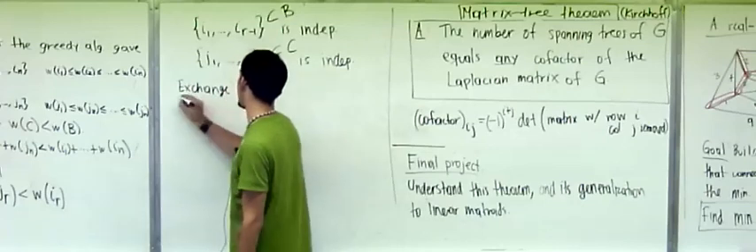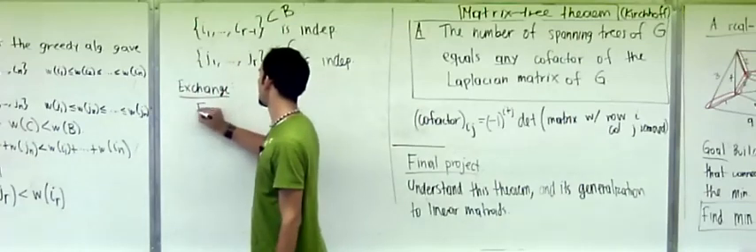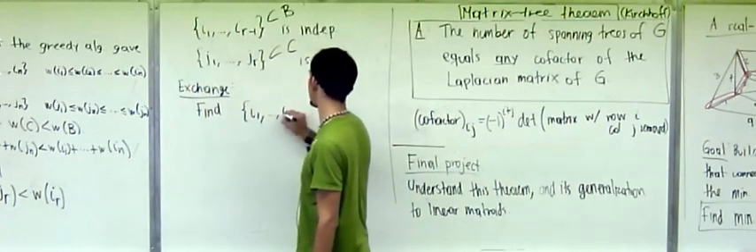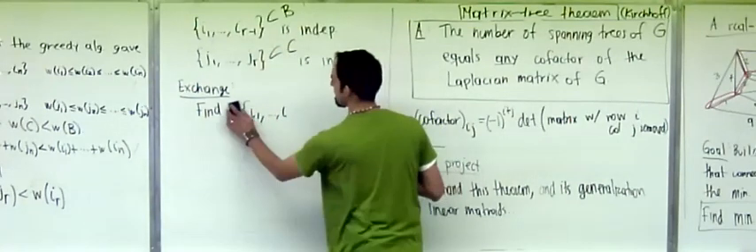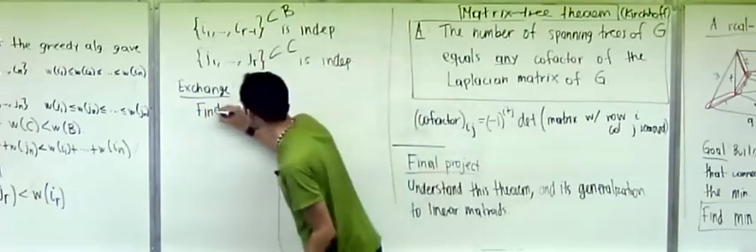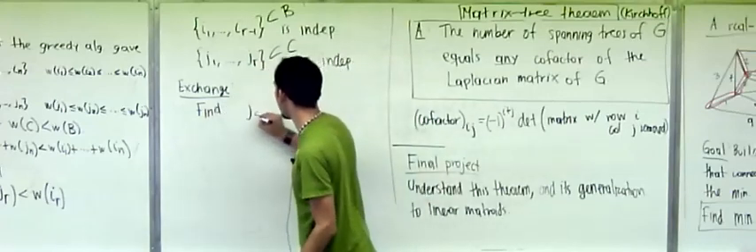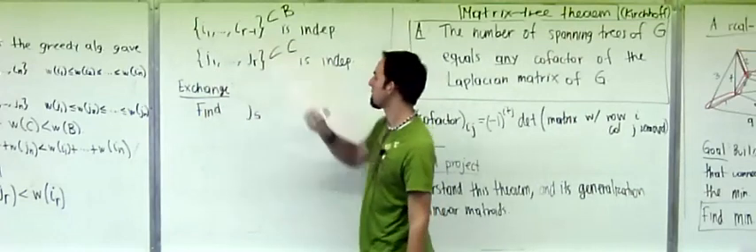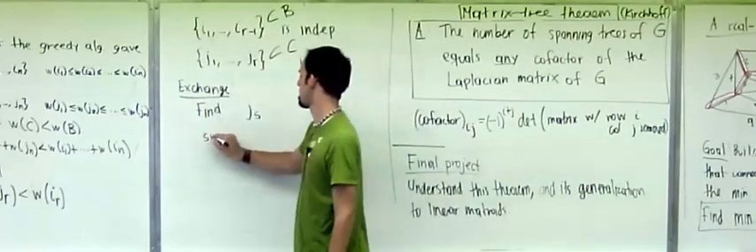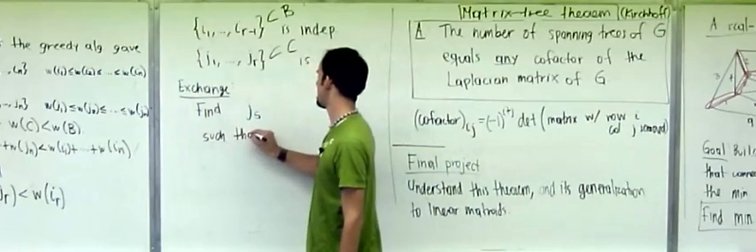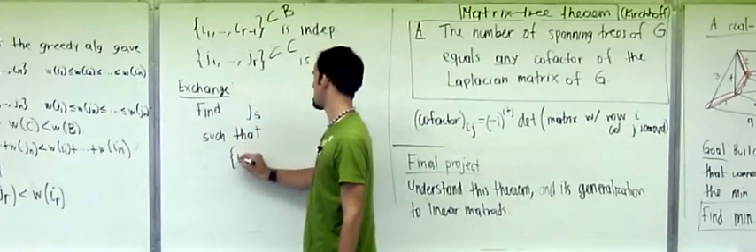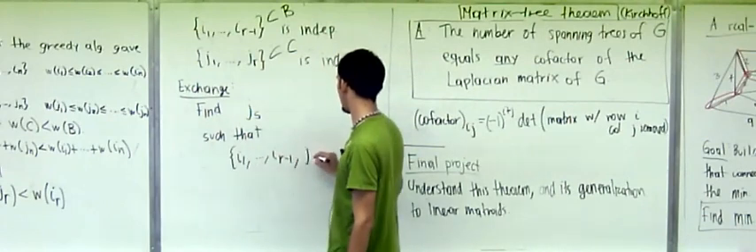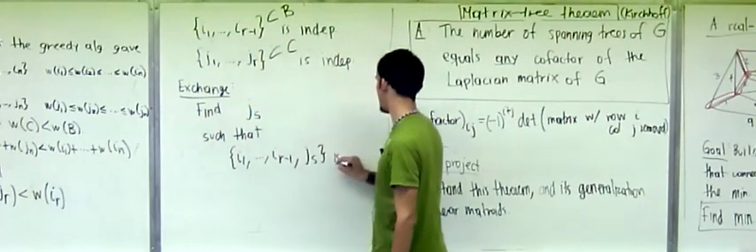The exchange axiom says I can find, sorry, I can find some j sub s, let's say, which is one of these guys, and I can add it to this one, such that I1 up to I sub R minus 1, comma j sub s is independent.